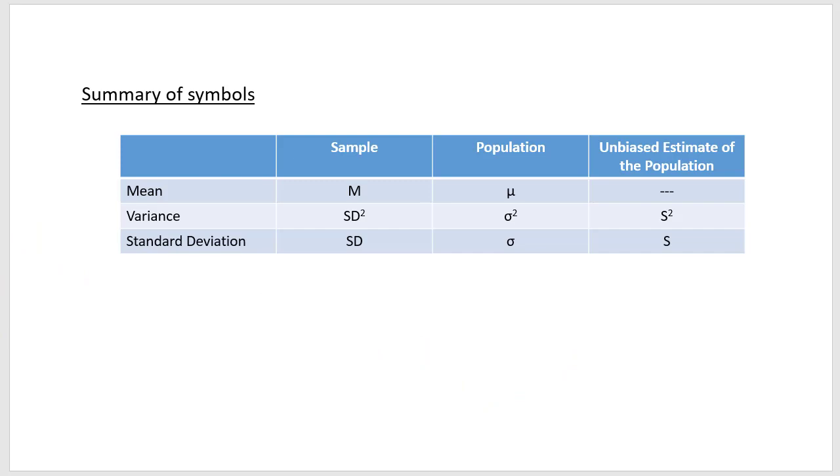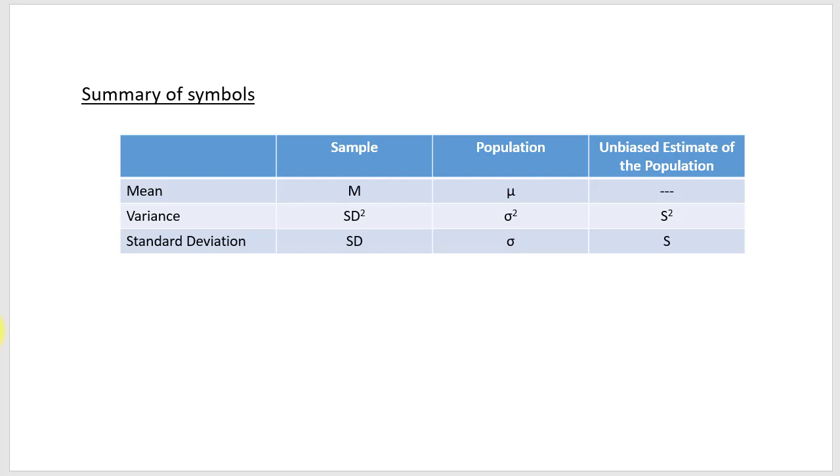Let's take a look at some symbols. That way we can keep things straight. For a sample of individuals, the mean is capital M. Variance is SD squared. Standard deviation is SD. For a population of individuals, where we know all of the parameters of the population, we have mu for the mean, sigma squared for variance, and sigma for standard deviation.